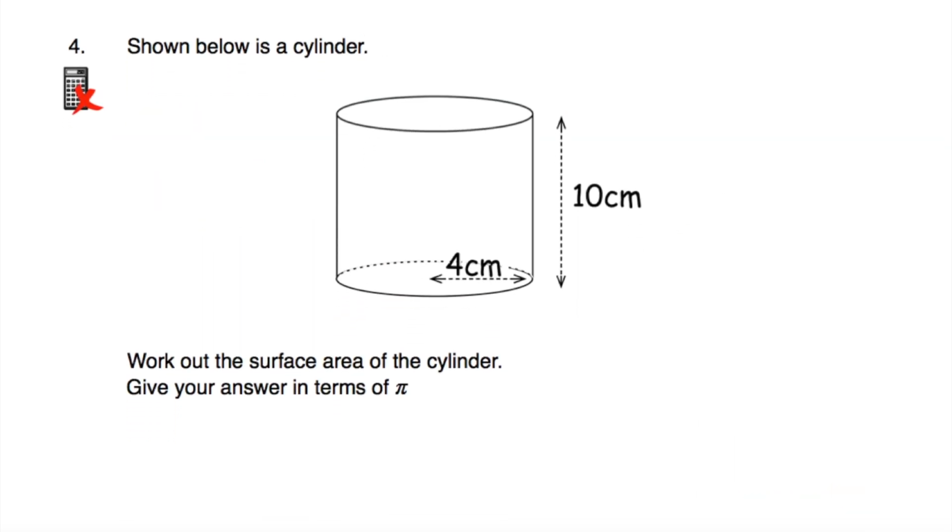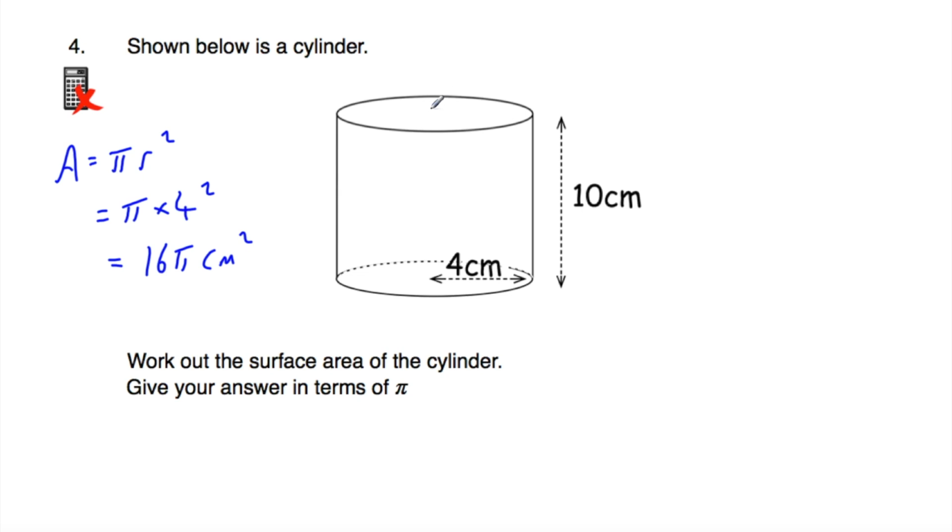Okay, question number 4. Question number 4 is a non-calculator question, so I'm just putting down my calculator. And we've been told shown below is a cylinder, and we've been asked to work out the surface area of the cylinder and to give our answer in terms of pi. Okay, so I'm going to find the area of the circle on the top, the area of the circle beneath, and then the area of the curved face, and then add them all up. So the area of the circle on the top, the area of a circle is pi r squared. So we're going to do pi times the radius, which is 4 squared. And pi times 4 squared is 16 times pi, would be 16 pi centimeters squared.